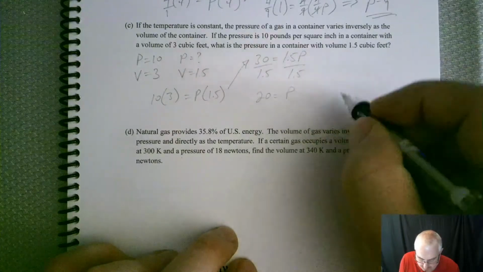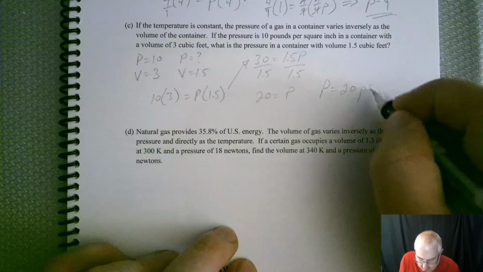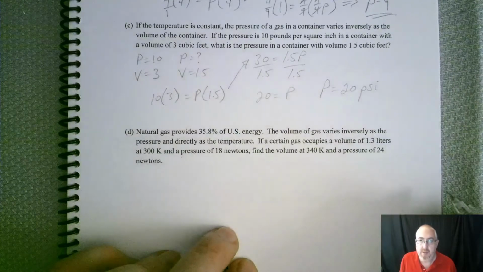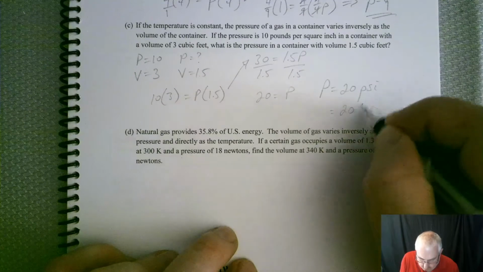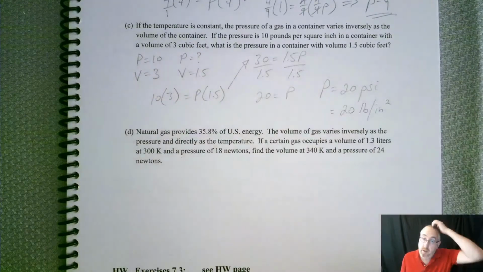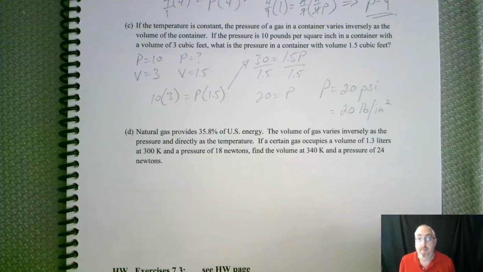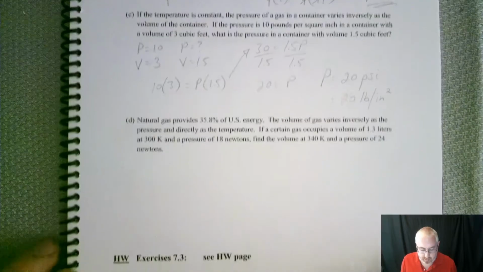So we got P is equal to 20 PSI, pounds per square inch. Now, if you wanted to write it with more letters, pounds per square inch, you could write it that way as well. So either one would be fine. Okay, one more, and we're done with this section.